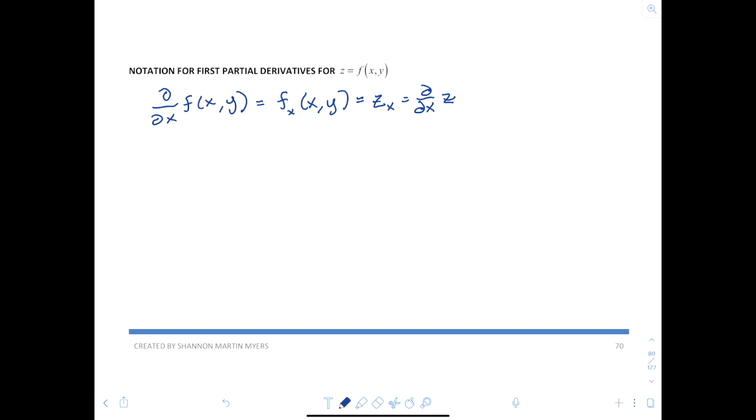Okay, so you could look at d dy of f of x and y, which is equivalent to fy of x and y, which is equivalent to zy, which would be equivalent to, using the curly d's, del del y of z.